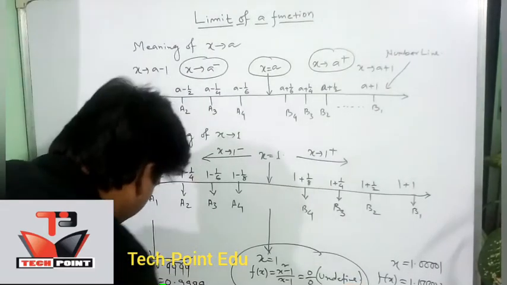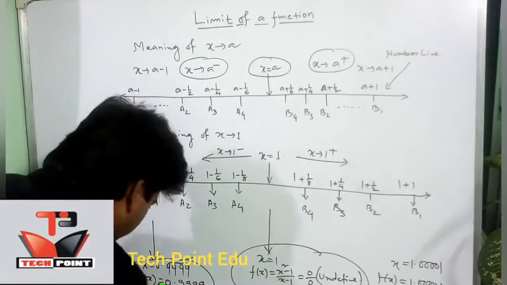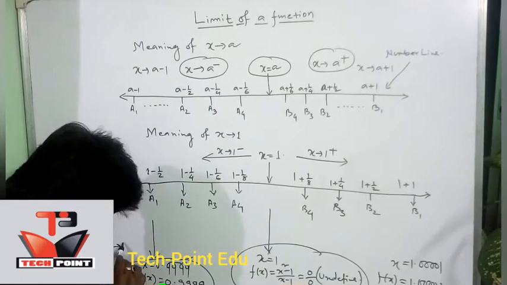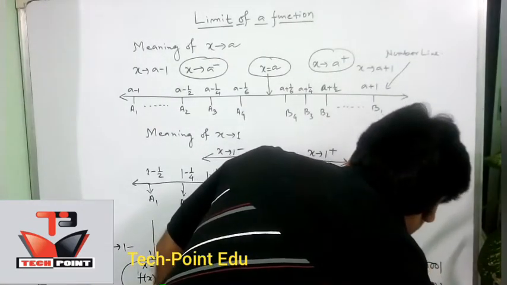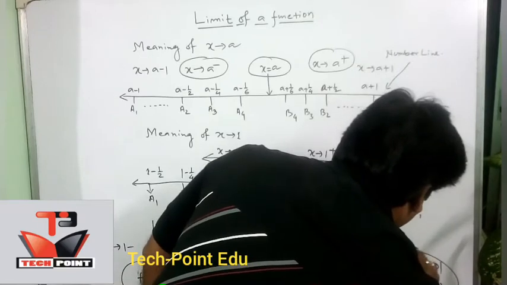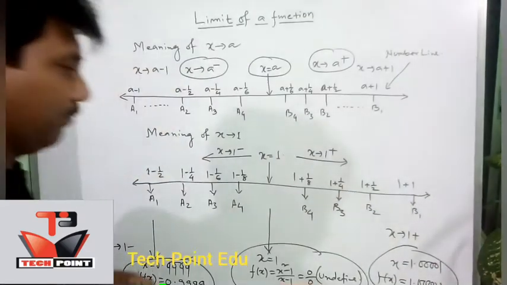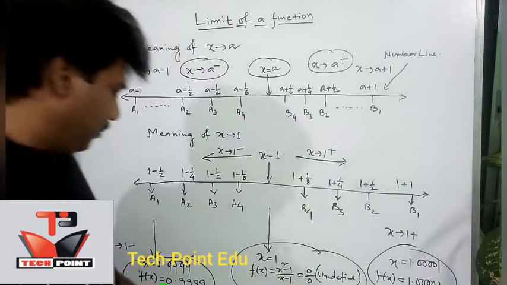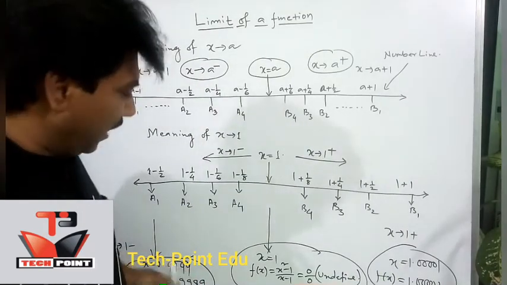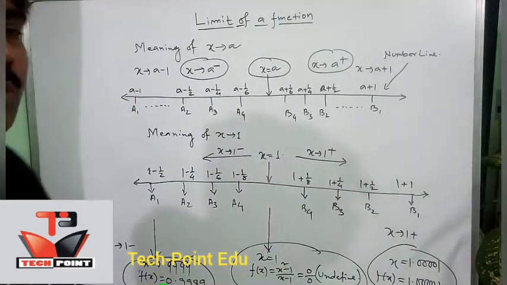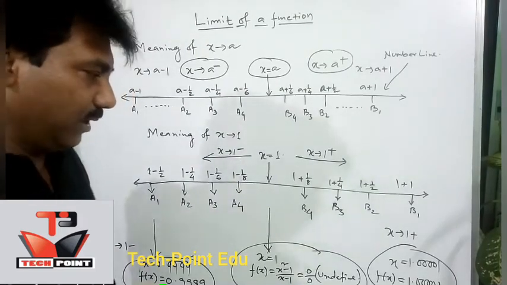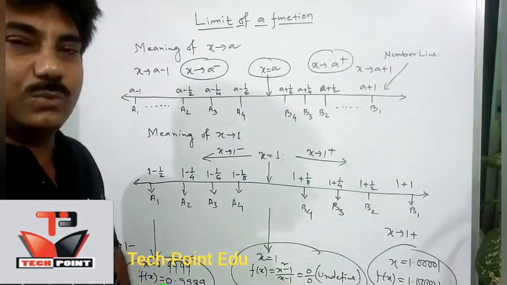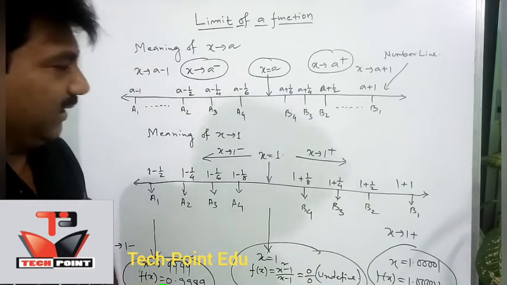the neighborhood points. This part is x tends to 1 minus, and this part is x tends to 1 plus. That is the meaning of x tends to 1 minus, and x tends to 1 plus. I think you have got clarity about x tends to 1 plus and x tends to 1 minus.